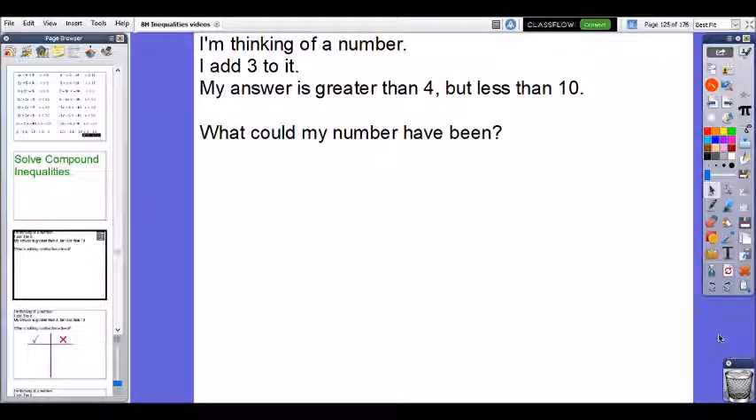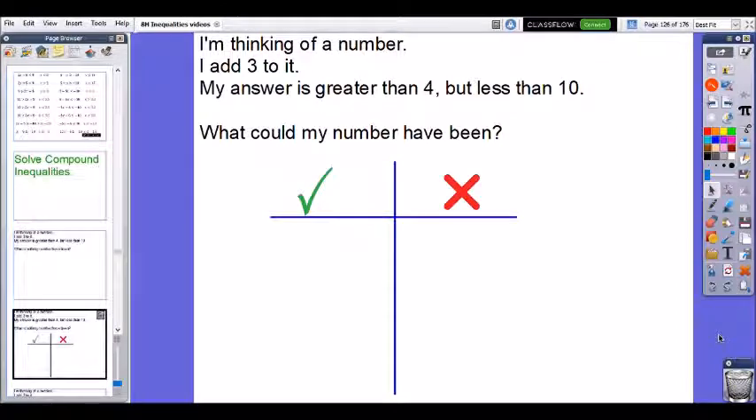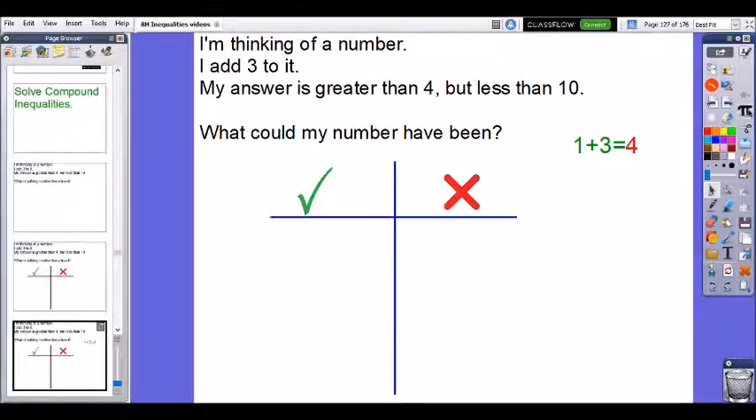Okay, so similar to what I'd done a couple of lessons ago, I'm going to start off by just drawing a table to get us thinking. Okay, let's try the number 1. Does the number 1 work? Well, 1, if I add 3 to it, that gives me an answer of 4.